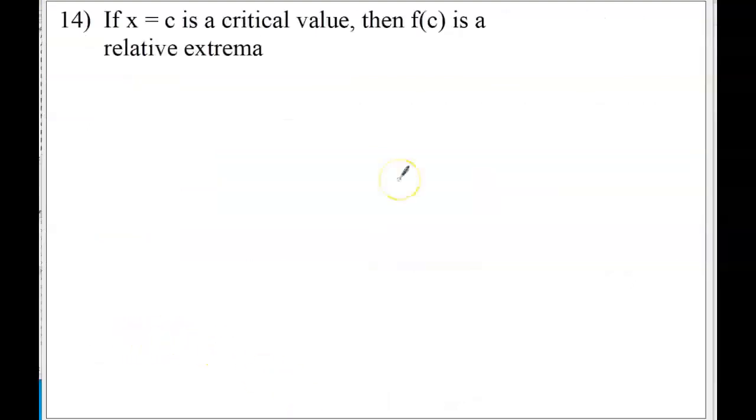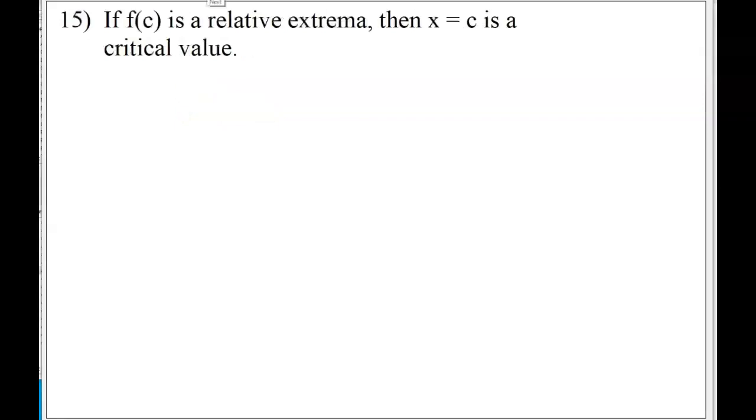All right, and the answer is no. As I just explained on the last slide, that's false. You could have a critical value, but it's not a relative extrema. If f of c is a relative extrema, then x equals c is a critical value. That is true.